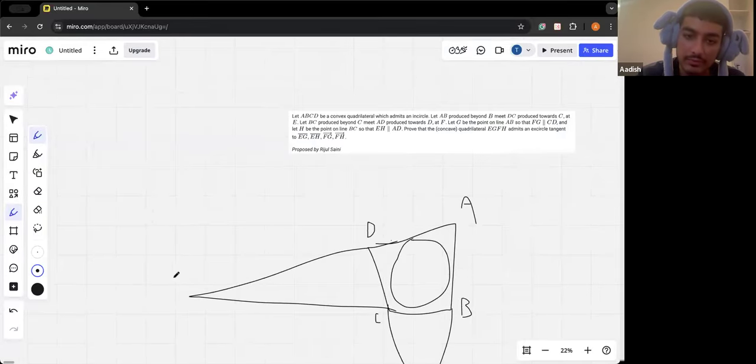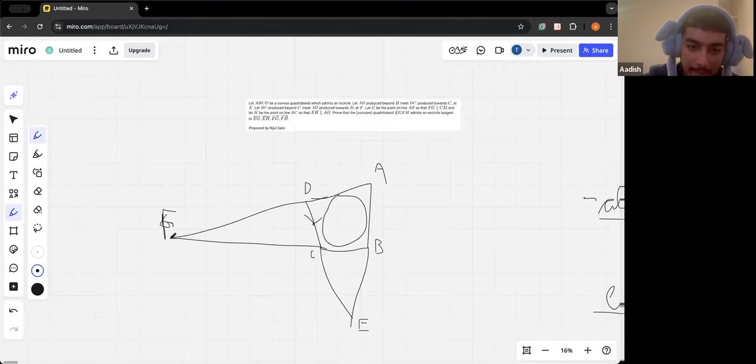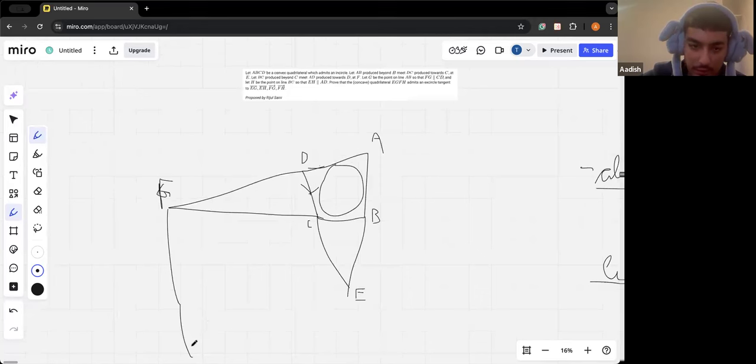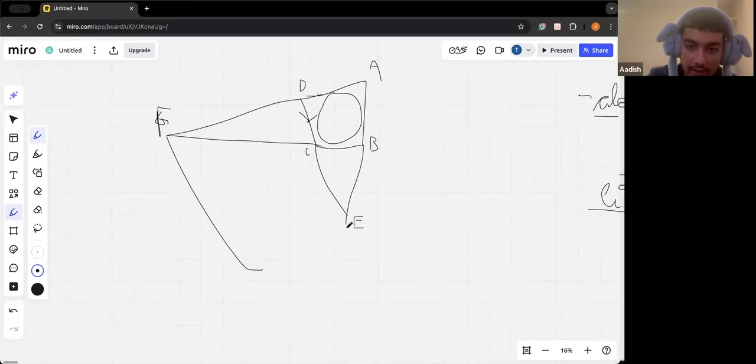E, G. Oh, this is F. Yeah. So this is A, B, C, D, E, F, right? Now G is the point. So take the line from F parallel to CD. So this is CD. You take the parallel. Oh, what? This is not parallel. So this is parallel, and extend it with AE.